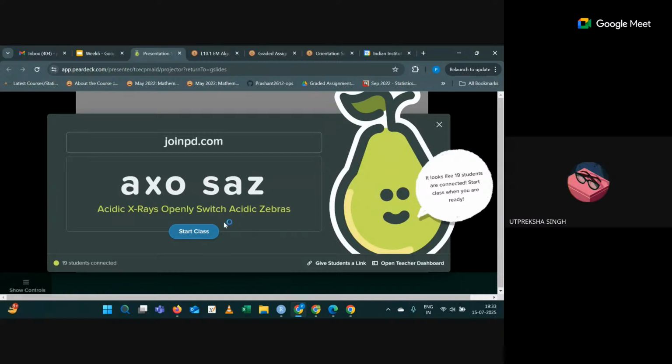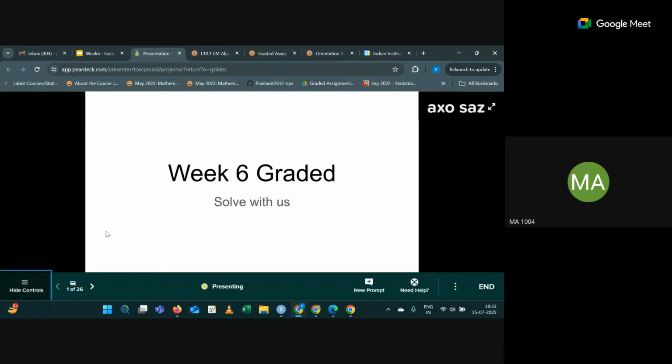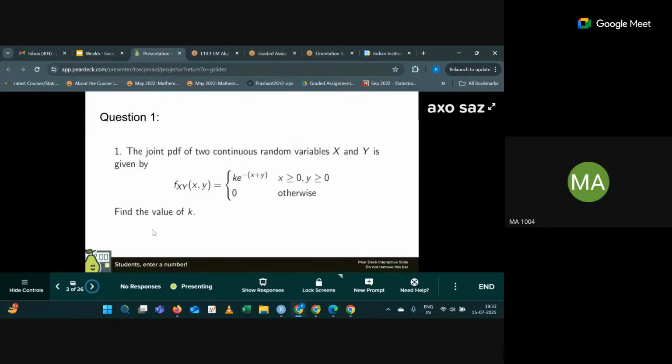Sir, is the session graded? Graded means you will find questions similar to the graded assignments, so you will get some idea how to solve the question. This is the very first question.